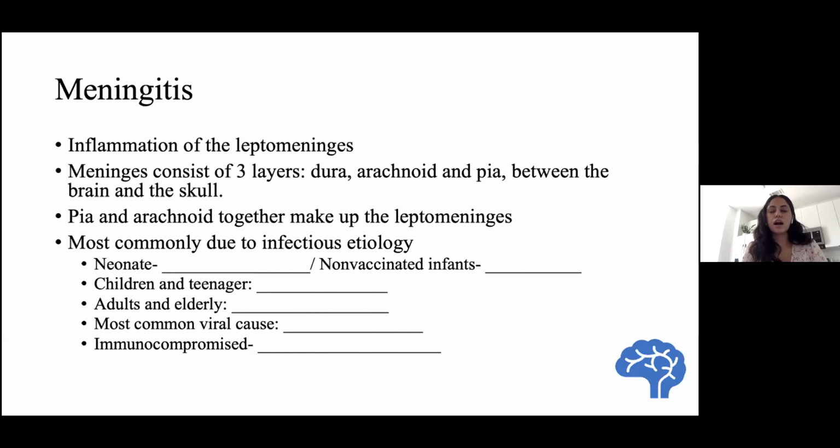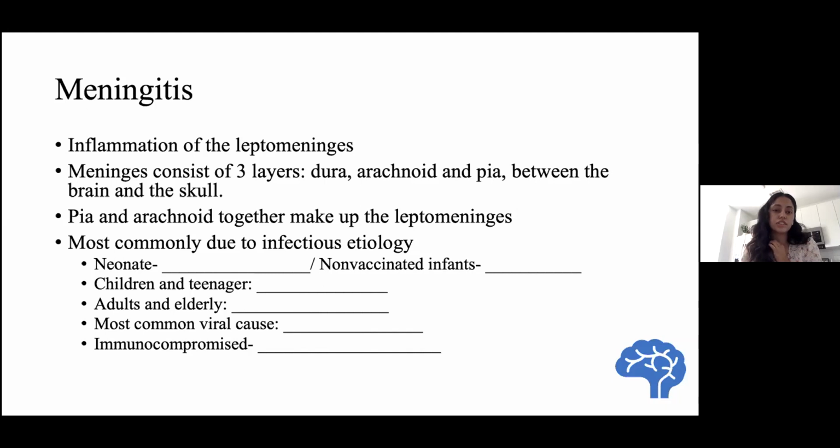So in neonates, what are some common bugs that can cause meningitis? Guys, this is super high yield. You're going to look for the age, and then you're going to look for whether they're immunocompromised, and you always get this answer. So neonates: GBS, E. coli. I think it's Haemophilus influenzae. That's for non-vaccinated infants, so that's great. There's one more in the neonate. Listeria. Perfect. Those are the three I was looking for. The neonate ones, and the non-vaccinated one was H. influenzae.